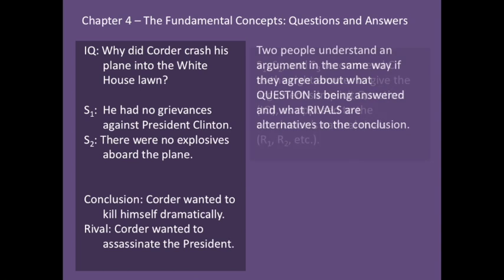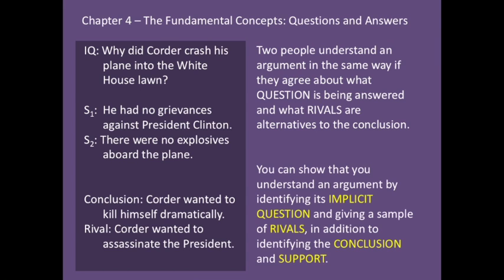Two people understand an argument in the same way if they agree about what question is being answered and what rivals are alternatives to the conclusion. If you can get two people who are evaluating an argument to agree on what the question is and agree on what the rivals are, then it's pretty clear they understand the argument in the same way. And you can show that you understand an argument by identifying its implicit question, giving a sample of the rivals, all in addition to identifying the conclusion and the support.